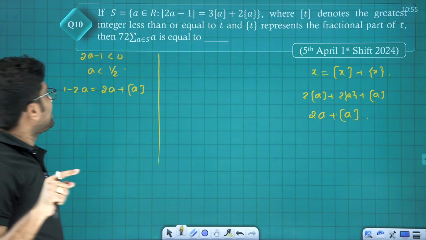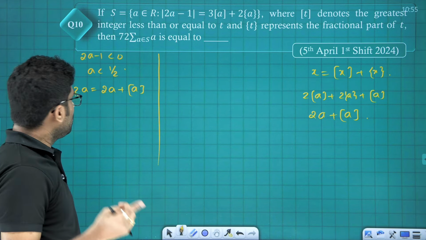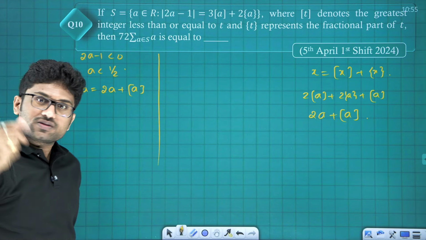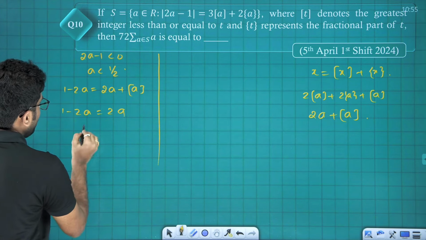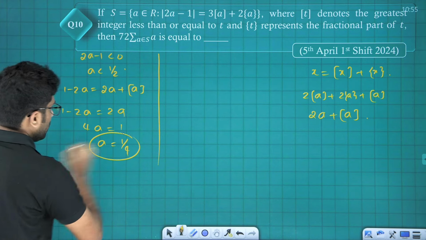Now when a is less than 1 by 2, something like 0.4, what is step of 0.4? 0 only. So 1 minus 2a is equal to 2a, 4a is equal to 1, a is equal to 1 by 4. Okay, we got it.